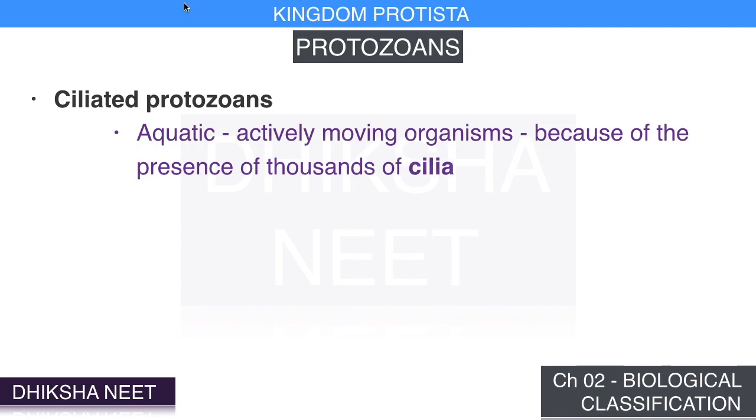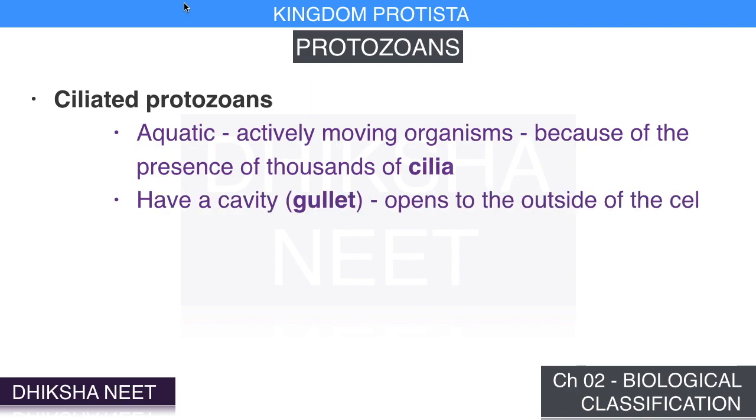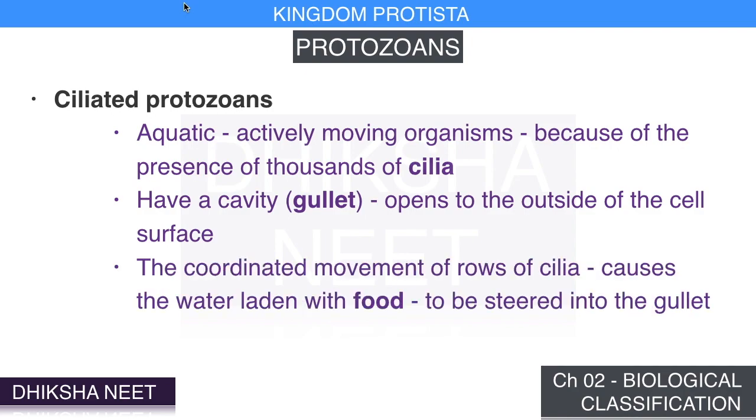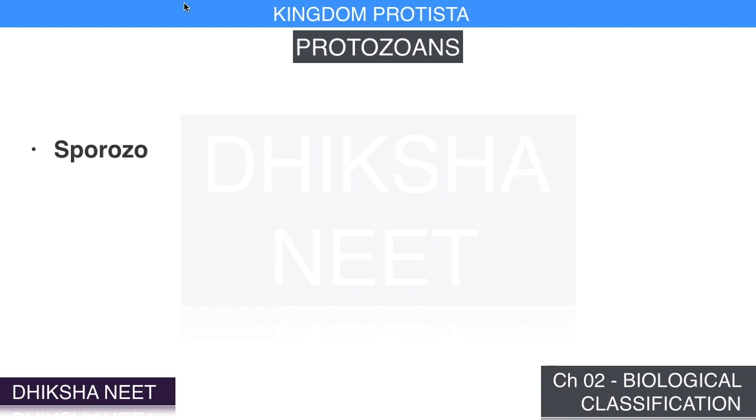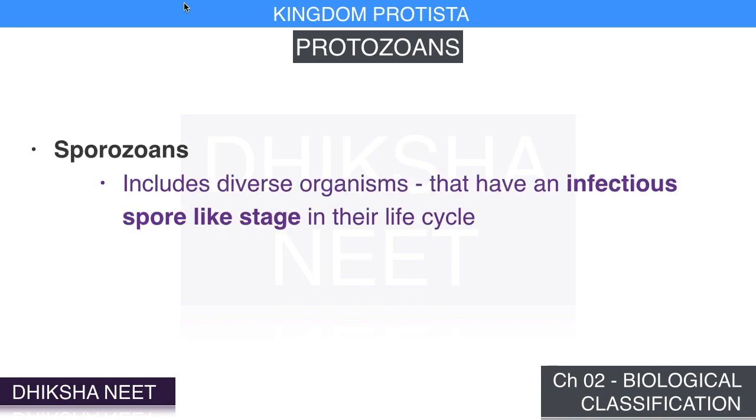Ciliated protozoans. These are aquatic, actively moving organisms. Because of the presence of thousands of cilia, they have a cavity, the gullet, that opens to the outside of the cell surface. The coordinated movement of rows of cilia causes the water laden with food to be steered into the gullet. Example, Paramecium.